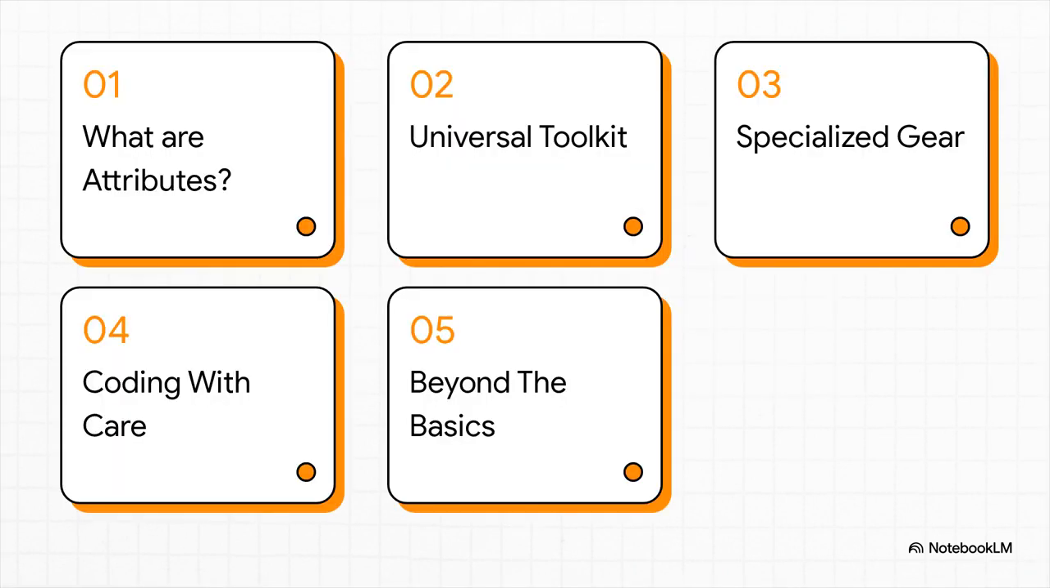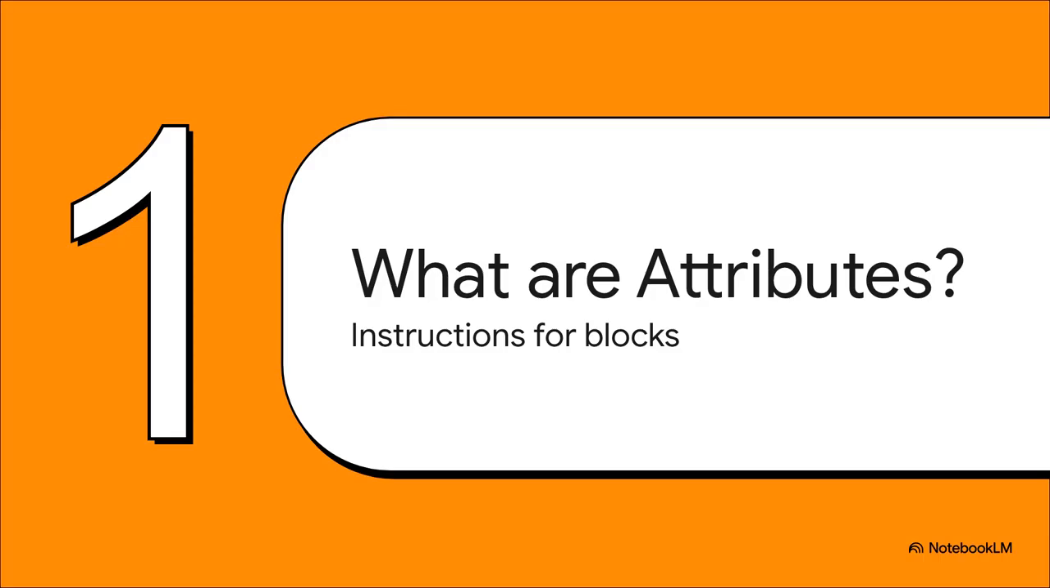First, we'll break down what attributes actually are. Then, we'll look at the universal tools you can use on almost anything, and the specialized gear for specific jobs. After that, we'll talk about coding with care. And finally, peek at some really cool next-level techniques. Okay, let's start at the very beginning.